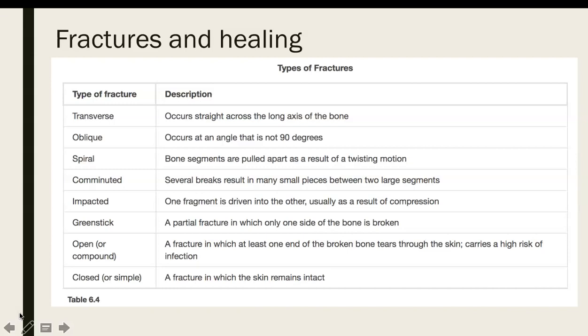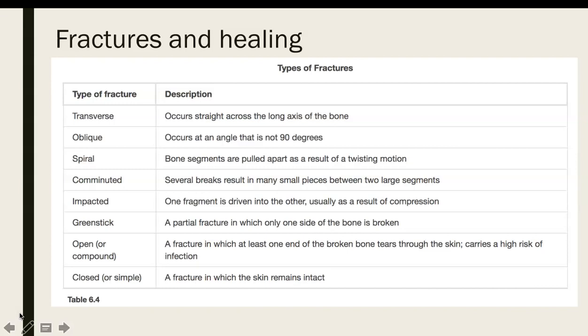An impacted fracture occurs from compression. This happens when a bone is compressed in such a way that it breaks, and then one piece is forced up into the other piece. And as traumatic as that sounds, it is just that, quite traumatic, and those are difficult fractures to set from a doctor's standpoint.